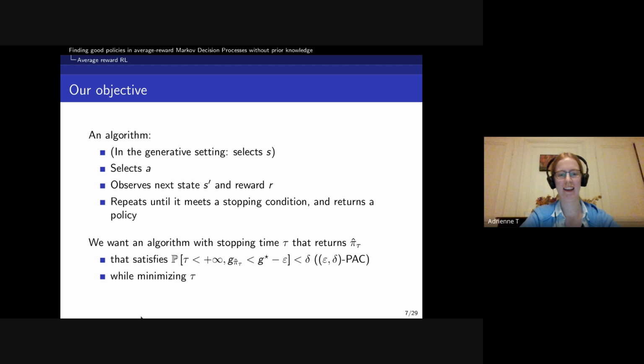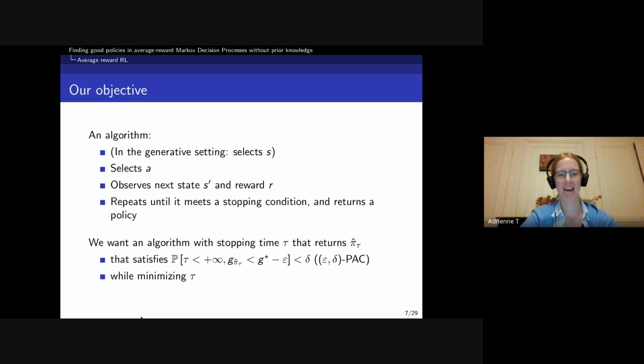Well, one way is to find ways to quantify the complexity of an MDP. And obviously, the state space is going to quantify the complexity of the MDP.